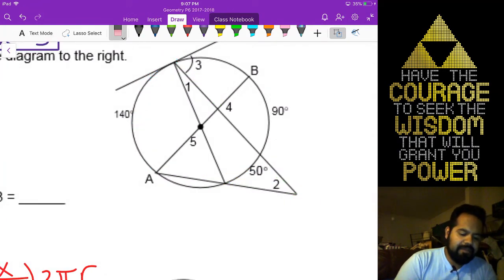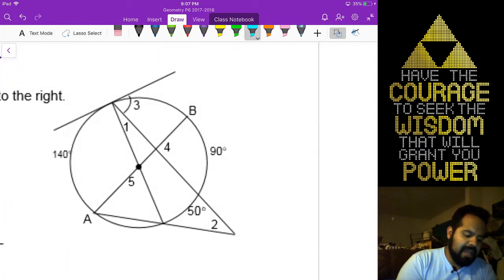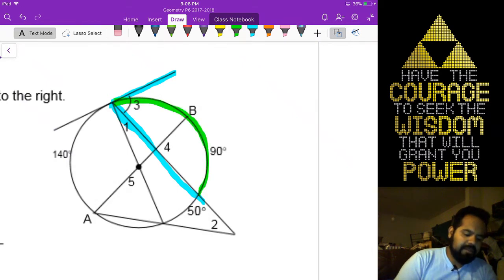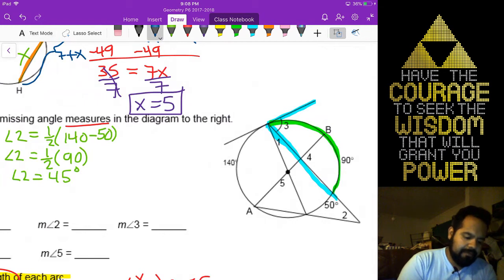So, angle 2, knocked out of the park. We're going to find angle 3. I'm lucky because I get to erase these highlights whenever. But you guys should be able to visually see, okay, this is where my angle's formed. And then here's my intercepted arc. So we're going to say that angle 3 equals 1/2 of that arc.